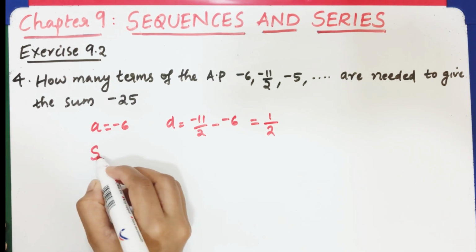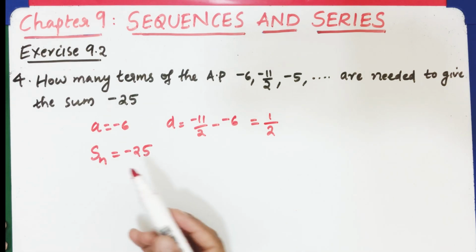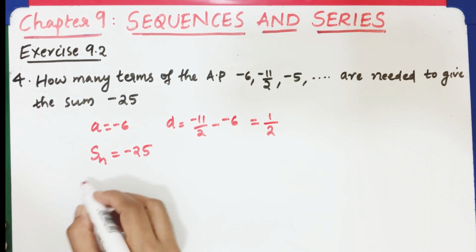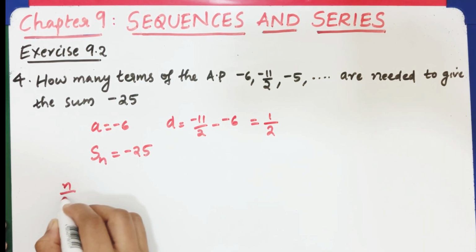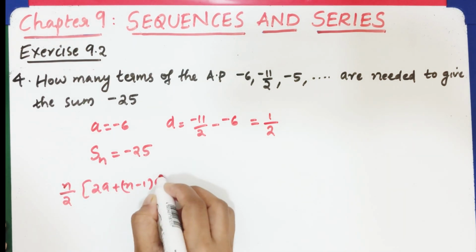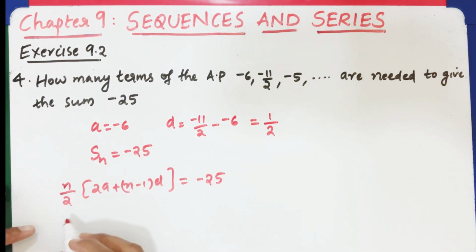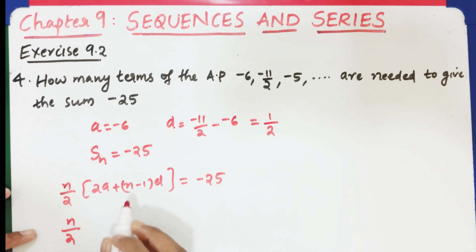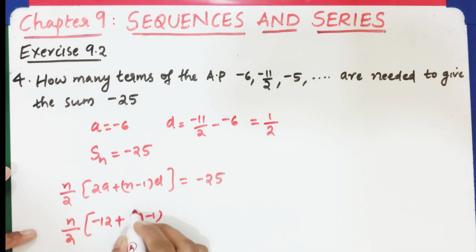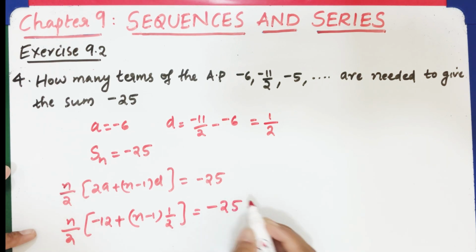And Sn is also given, which is equal to minus 25. We have to find n. We know the equation for Sn is equal to n by 2 into (2a plus (n minus 1) into d), which is equal to minus 25 as given. That is n by 2 into, substituting for a and d, 2 into minus 6 is equal to minus 12, plus (n minus 1) into d, which is 1 by 2, is equal to minus 25.